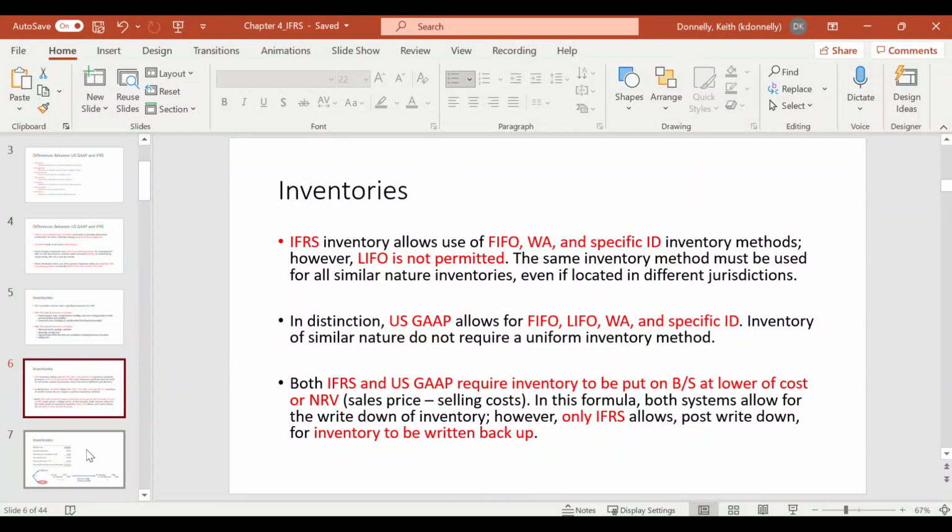With regard to valuing inventory on the balance sheet, both US GAAP and IFRS have it put on there at the lower of cost or NRV, net realizable value. Basically, what you can sell it for minus its selling costs, what you net. However, if you write it down, you lower the cost of the inventory, only IFRS is going to let you write it back up. In other words, that's not going to be allowed in US GAAP.